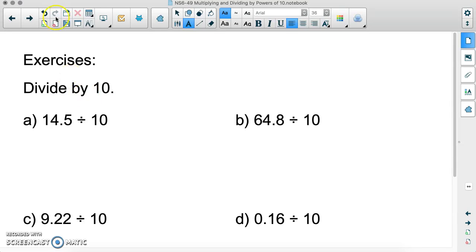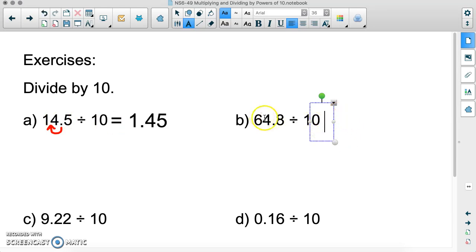We will do A together. So we have 14.5 divided by 10. Now I'm dividing, so I'm moving to the left. So I'm going to take this decimal point, I'm going to move it one place to the left. So it's going to equal 1.45. When you're dividing, you're going to know you're right if your answer is getting smaller than what you started with. Okay, if it's getting bigger, you're going the wrong way.